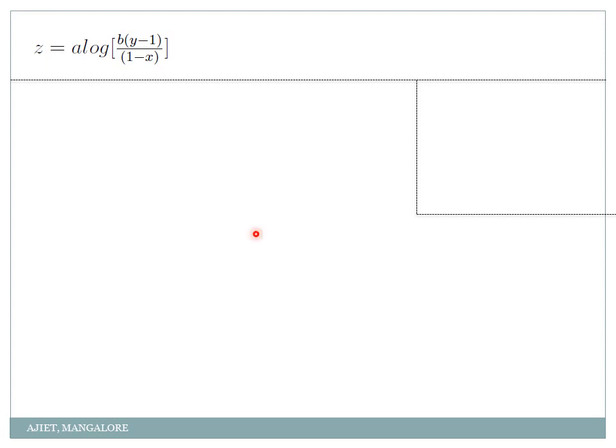z is equal to a into log of b into (y minus 1) divided by (1 minus x). So my dear students, before differentiating this directly, try to simplify this. Simplify in the sense that you have some properties of log. What are those? I have written here.